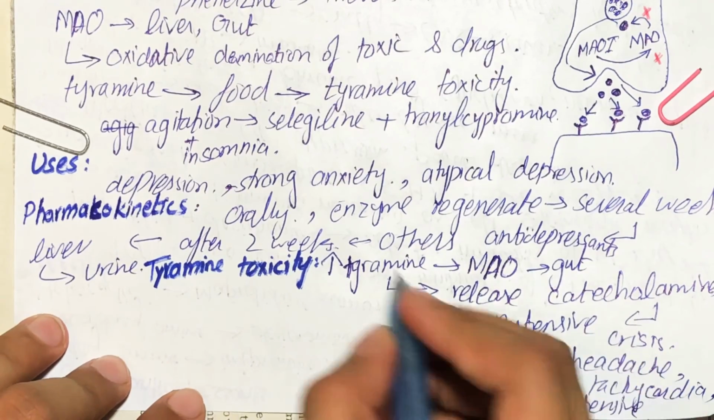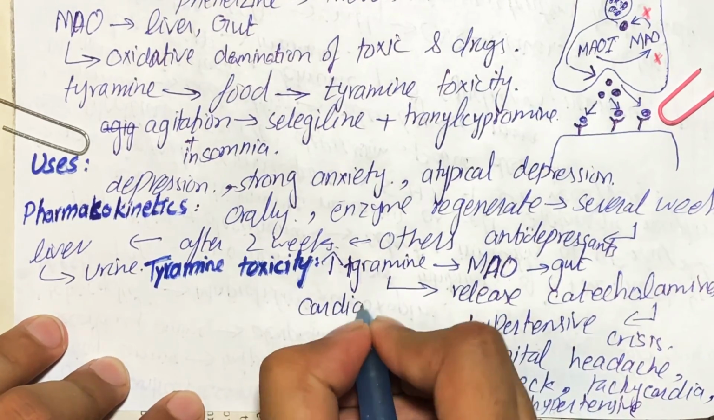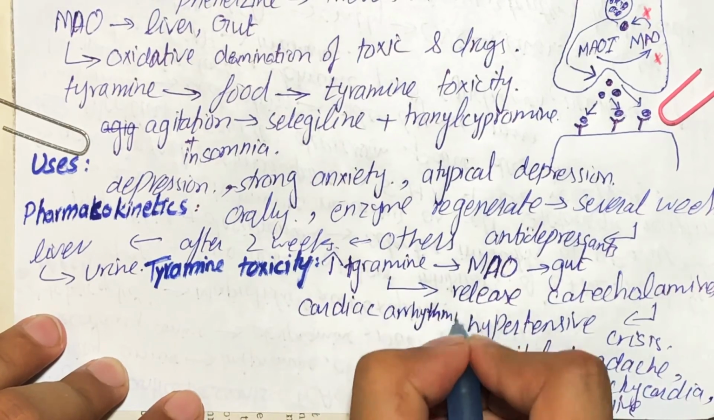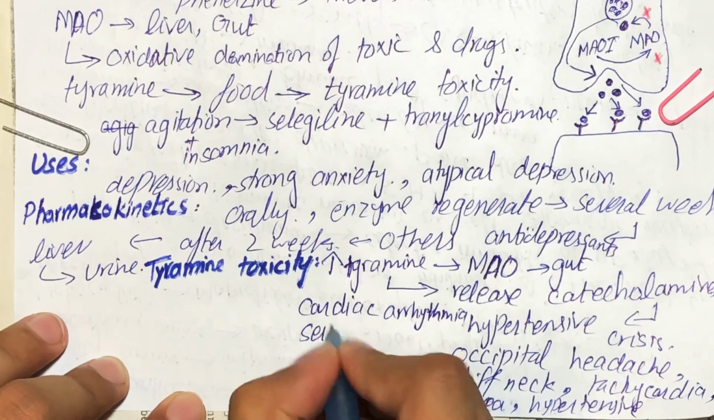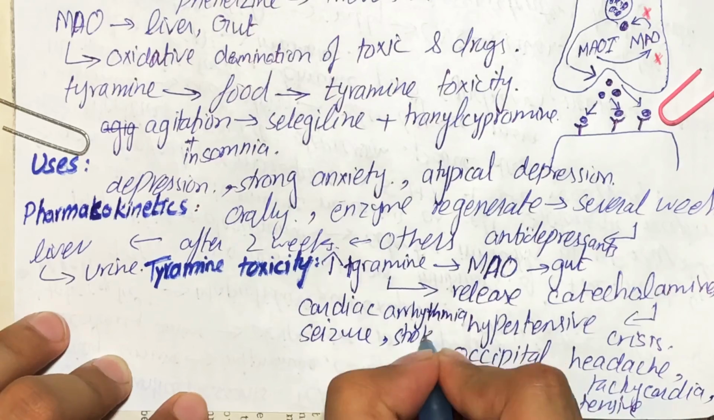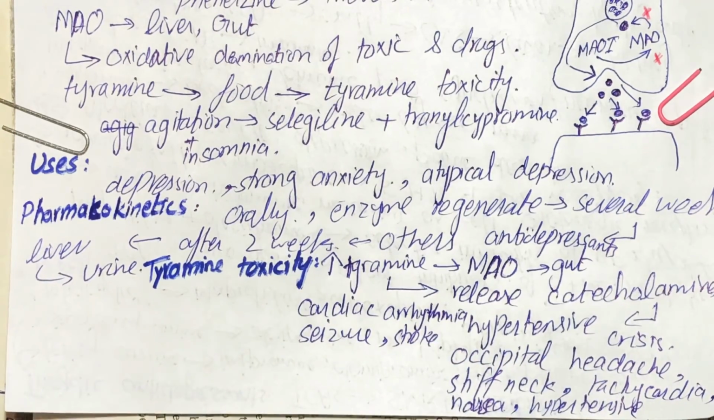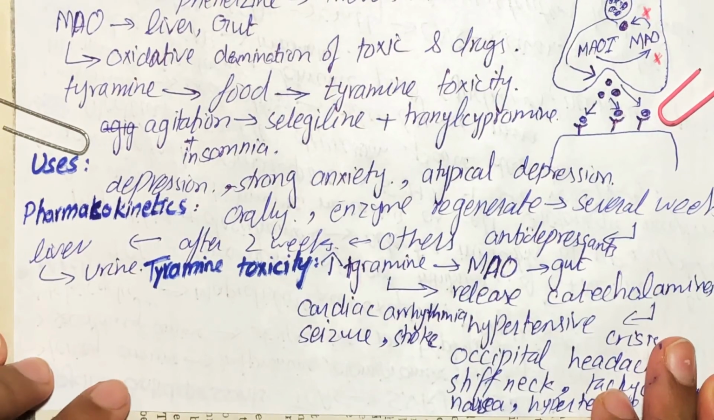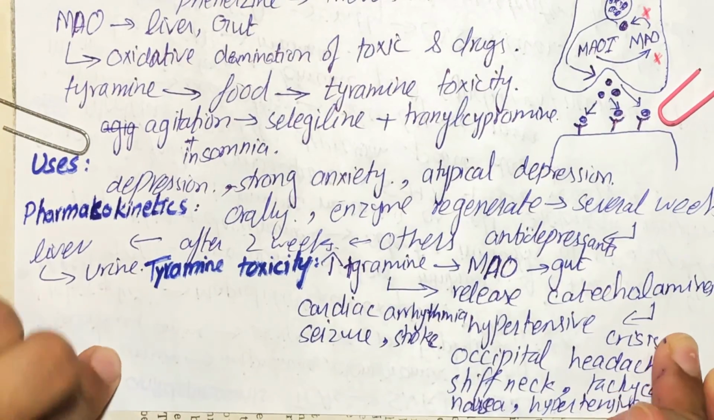Not only this, it also causes cardiac arrhythmias and seizure, and sometimes it also causes stroke, which can be life threatening. So these are the things which can be caused due to an increase in tyramine because of the inhibition of monoamine oxidase. Therefore, patients must be educated to avoid any tyramine-containing food.